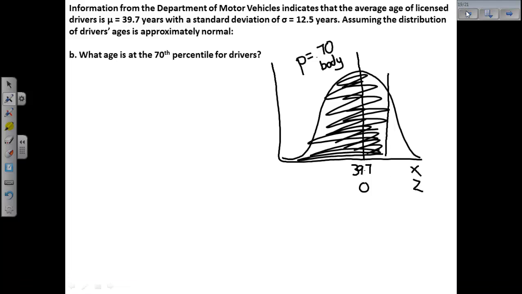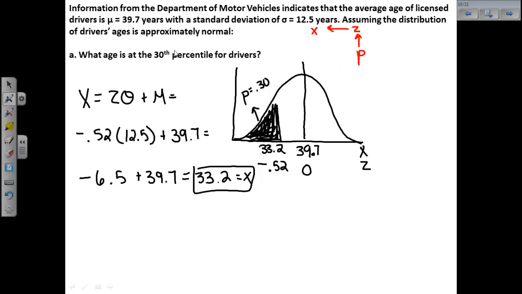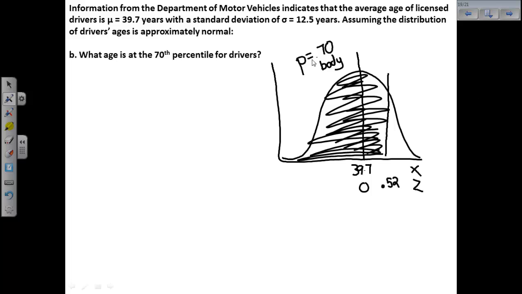So if we go back, 30th percentile, bottom 30%, 0.30 in the tail, that gave you a z-score of 0.52. But we had to know it was negative 0.52 because it's to the left of the mean. You could have also found p equals 0.70 in the body. Either way you go, you're going to get the same answer, 0.52. You just have to be mindful, based on your picture, is it above or below the mean? So you know if you have a positive or a negative z-score.